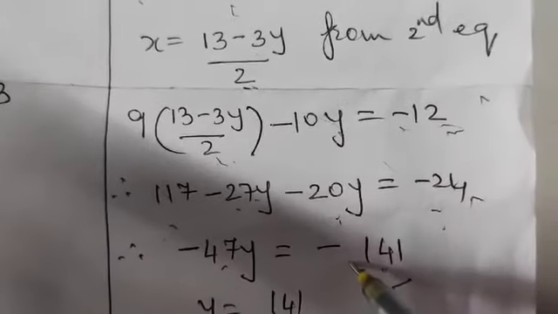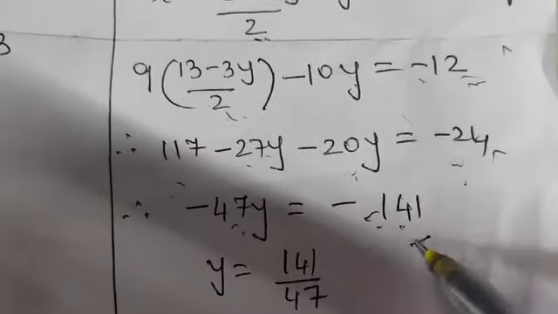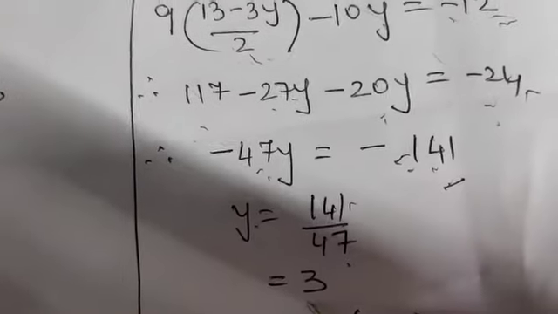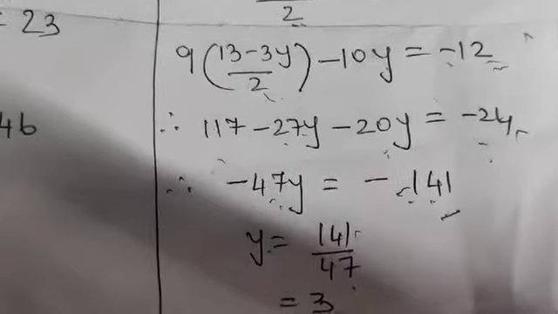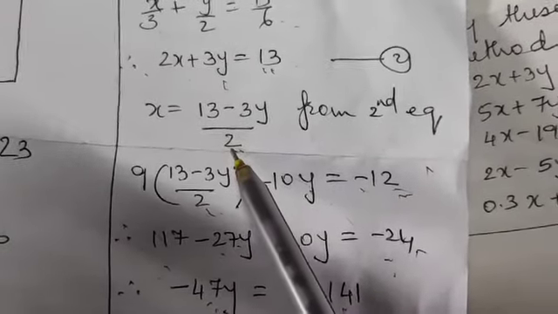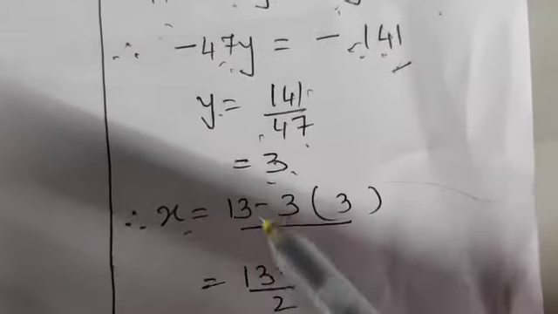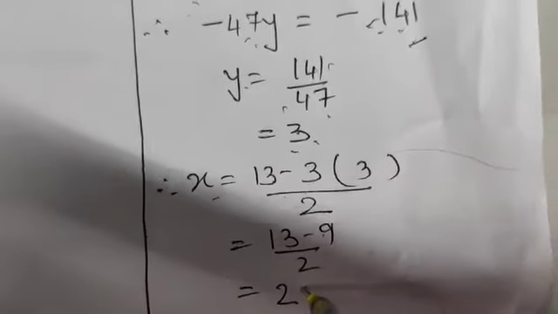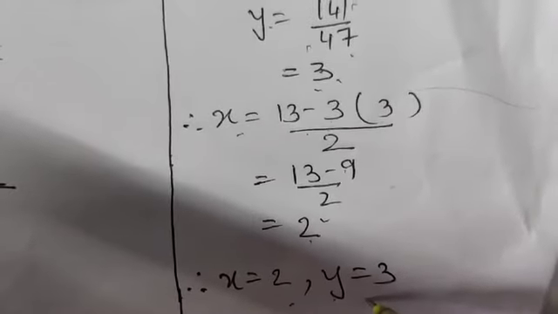Both the sides are negative, so multiplying negative 1 to both the sides. So you will get 47y is 141, that is y is 141 upon 47 is 3. Now once you get the value of y as 3, what should you do? You substitute it in the x part. What was x? X was 13 minus 3y upon 2 from the second equation, am I right? So in that you substitute the value of y equal to 3. So 13 minus 9 gives me 4, 4 by 2 is 2. So you get the final answer, x is equal to 2 and y is equal to 3.